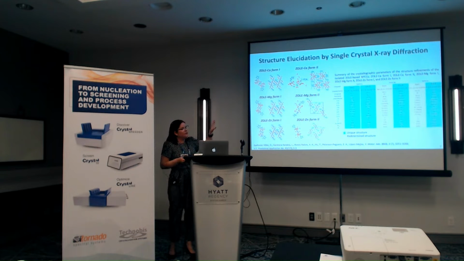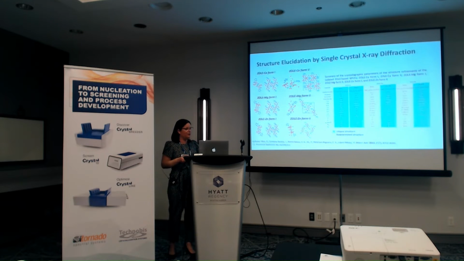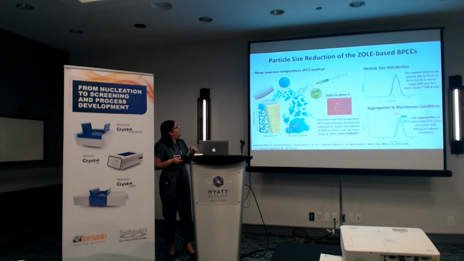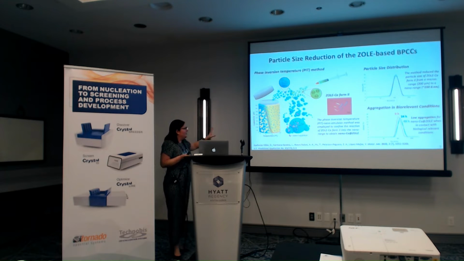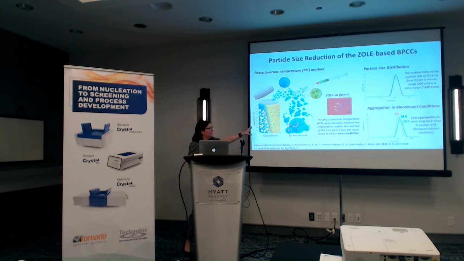So selecting zoledronate calcium Form 2, now we are going to utilize the phase inversion temperature method, an emulsification method, to develop these crystals not in the bulk material, but in the nano range. And I say nano range because we fell 50 nanometers short of the purest definition of nano. So in the phase inversion method, we start with an oil in water emulsion, okay?